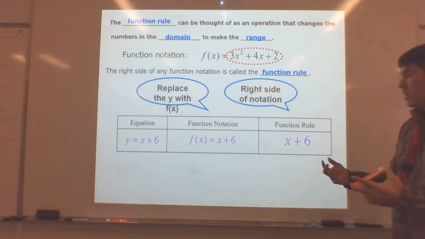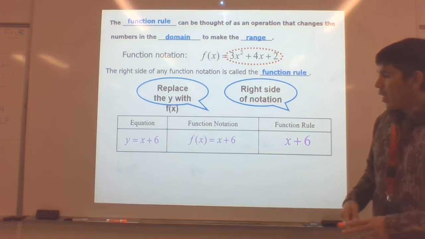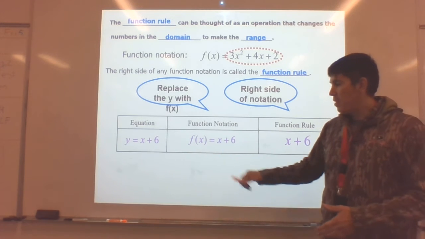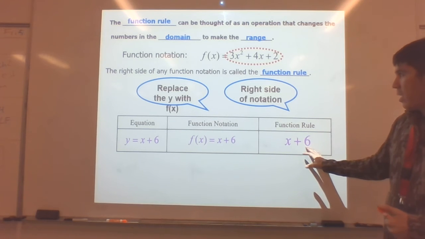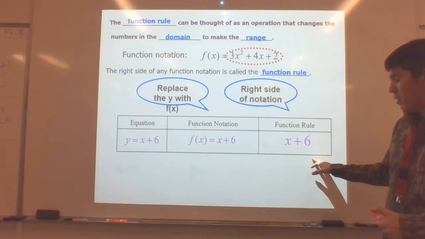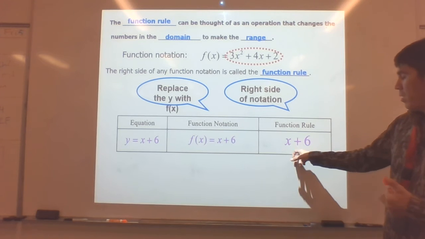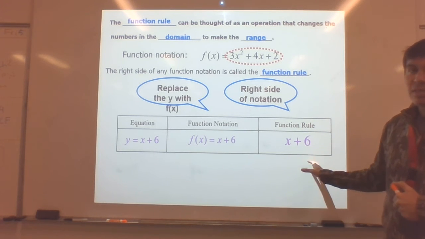So again, going back to function notation, what is function notation? All we're doing is replacing the y with f of x. So f of x equals this, and then what's the rule? The rule is on the right-hand side of the equal sign, meaning what's happening to my x value. In this case, what's happening to my x value? I'm adding 6.